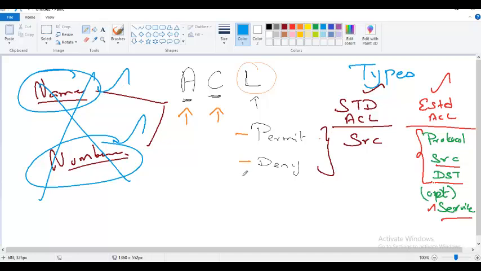There are actually two types of access list. These are two ways of identifying the access list. Named is both for standard as well as extended. Number is also both for standard and extended. Are you clear with this part, name and number?